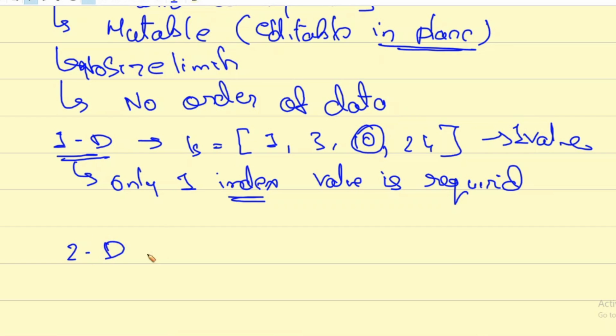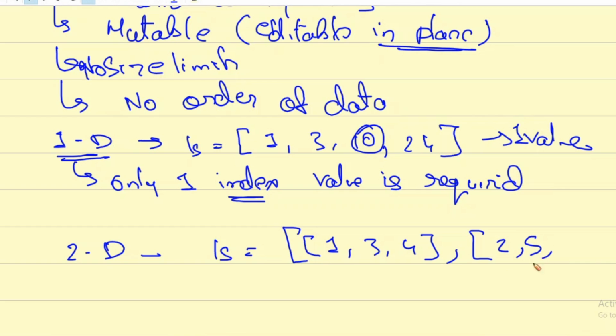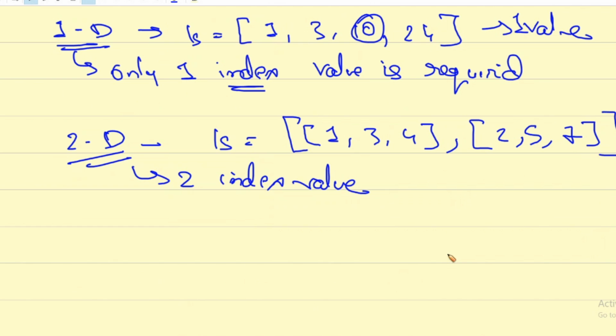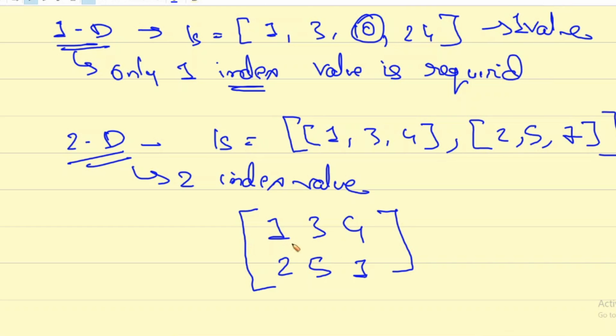But if I have a two-dimensional list, imagine ls, which consists of other lists, maybe 1, 3, 4, comma, 2, 5, 7, something of that sort. Now this is a two-dimensional list because two index values are required. Right, two index values are required. So let us see how a two-dimensional array looks. It's just like a matrix, if you are familiar with it: 1, 3, 4, 2, 5, 7. So it works somewhere around a matrix.